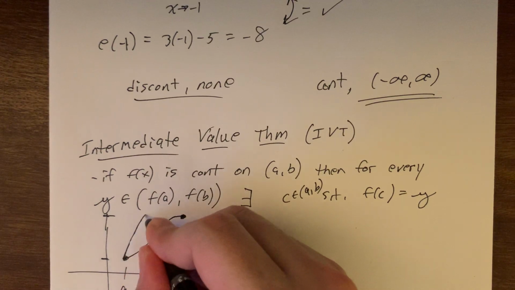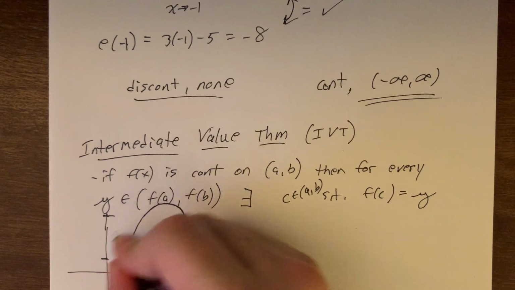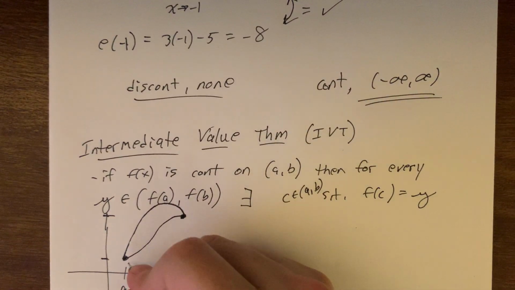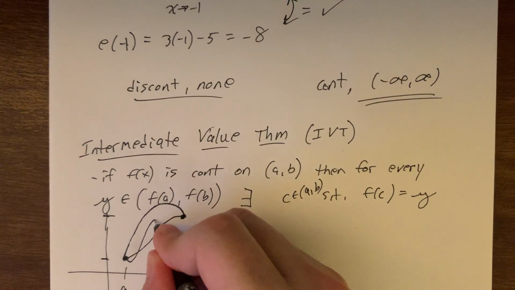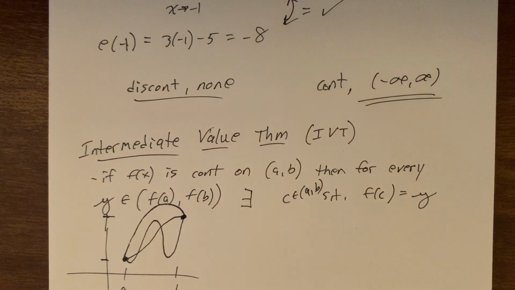Now, I can go from here to here in different ways. I can go way above and then swing back down, but all these y values in between would still get hit. I could go up and down several times, but now all these y values would get hit several times.